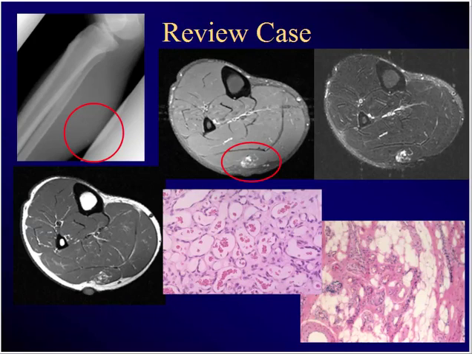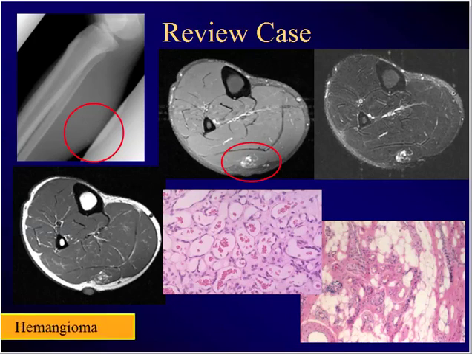Calf pain associated with activity with this MR sequence and this histology. What's the diagnosis? Hemangioma. Good. Remember T1? There it is. On T2 it's bright. All right? And a little bit of mineralization there. Hemangioma.